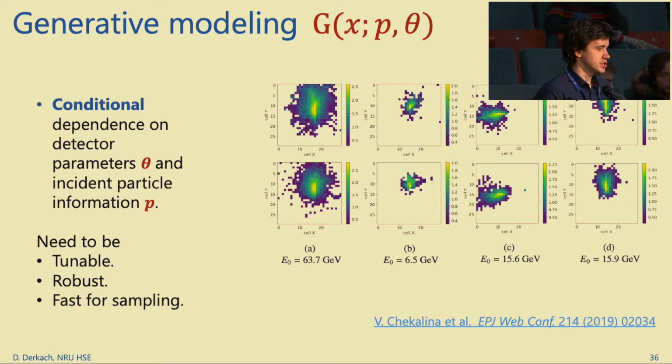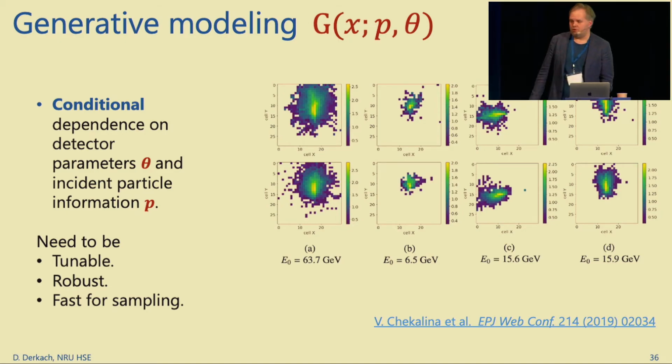Can you please go to slide 36? Yes. So we have parameters theta, and as far as I understood, you may change the geometry of the detector significantly. So how do you estimate that if you change the geometry, your generative models produce reliable detector readings?